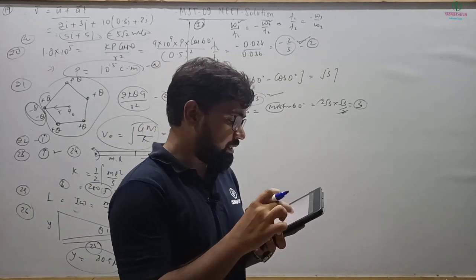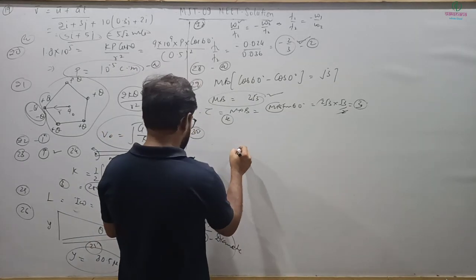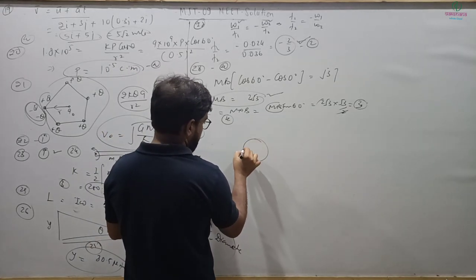Okay, so for the transistor circuit shown in the figure, beta is given as 100. It's like a transistor circuit, right?